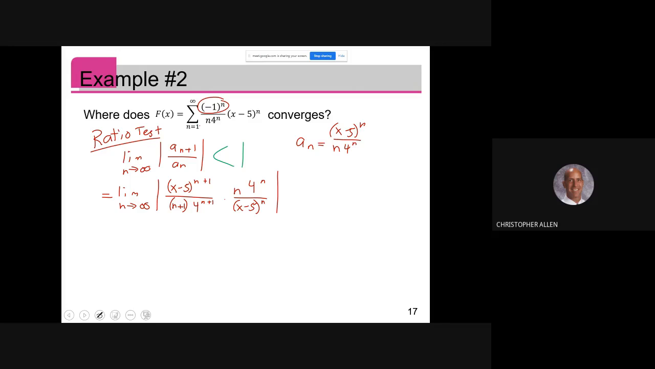Now, guys, again, please note, I am disregarding that negative 1 to the n because the absolute value is going to kill it. Okay. All right, so now we've got to clean this up a little bit. We're going to play the same game we've been playing. In fact, we played this game just a few minutes ago with the last one.